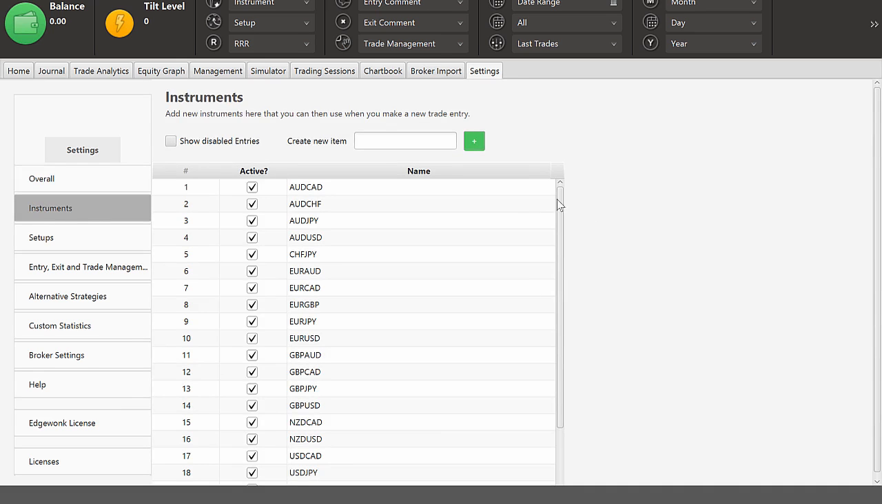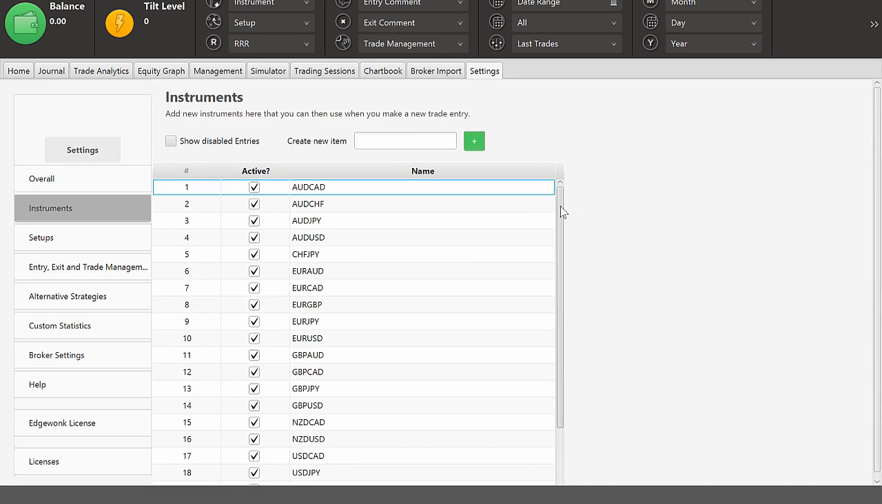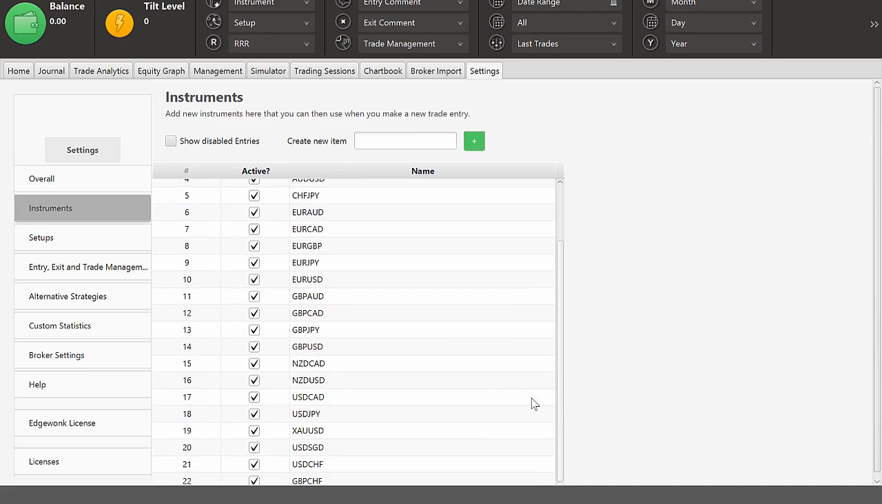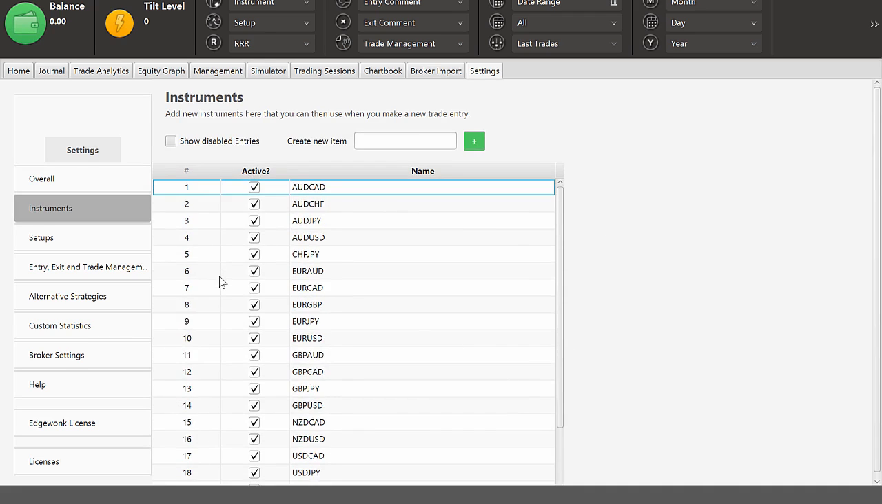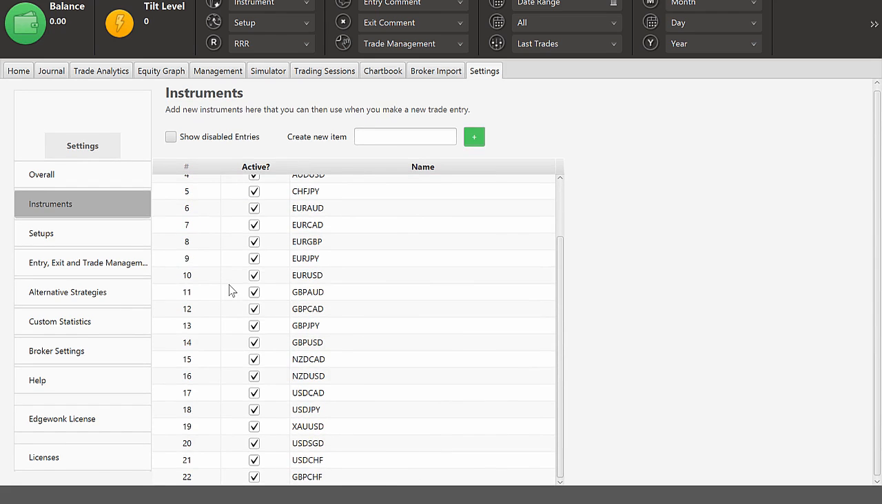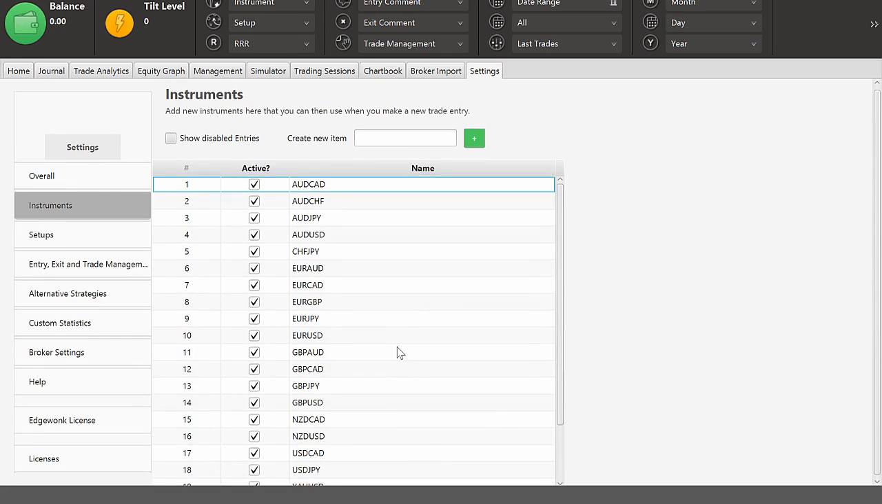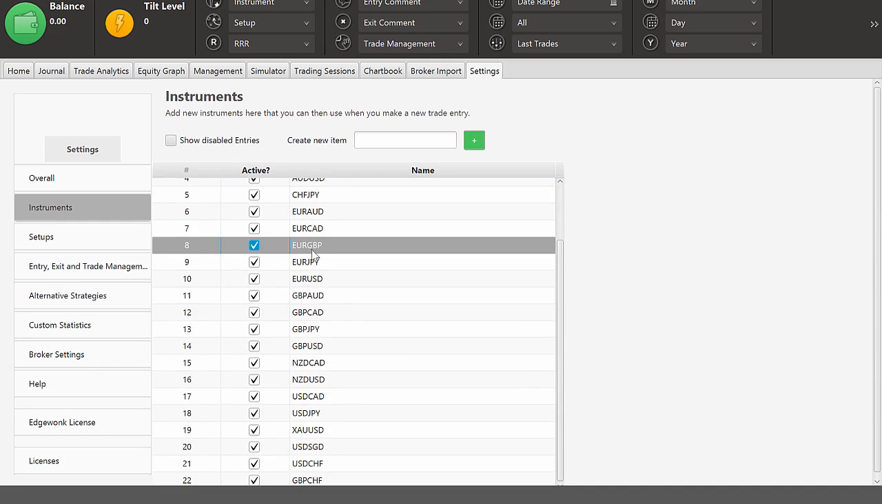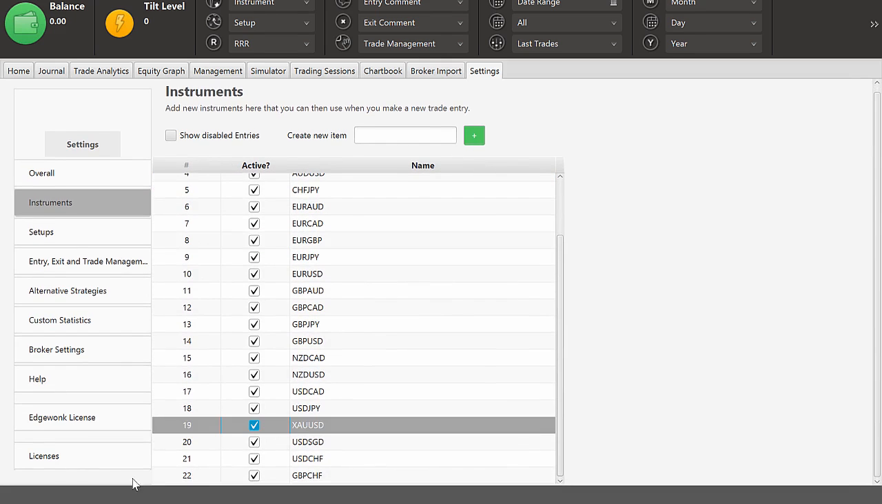Firstly, the instruments. There are a lot of instruments I trade, as you can see here in this list, 22 instruments at the moment. These are exactly as many charts as I can fit on my 27-inch screen. As you can see, all the majors, some minors, no exotics, and gold.